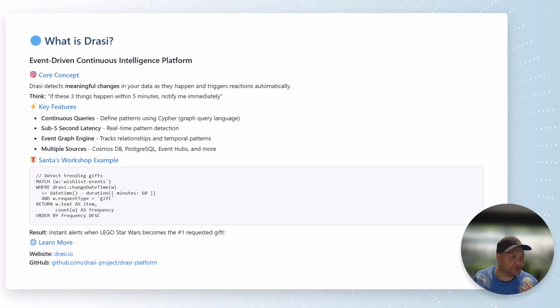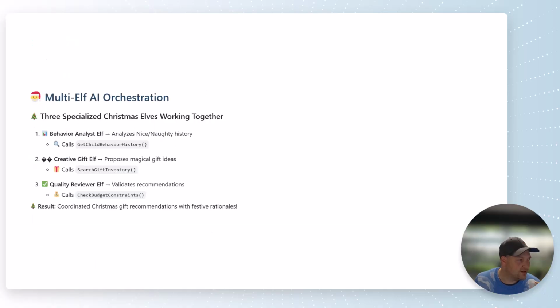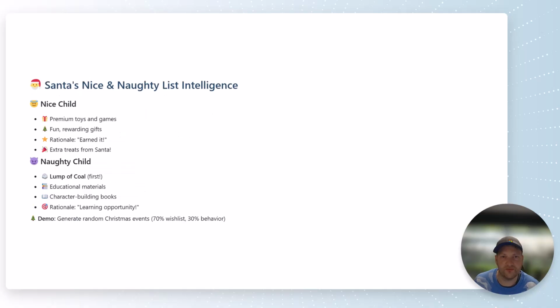Just touching a bit, Drasi was really the key to making this work with its continuous queries. We had the three elves working together. The behavior analyst elf was analyzing the naughty or nice history, the creative elf was calling the gift inventory to find matching gifts, and then we had the quality reviewer elf checking budget constraints, things like that. Each agent had a specific role and called specific tools, so they really worked together to give a succinct answer and some recommendations that were quite useful.